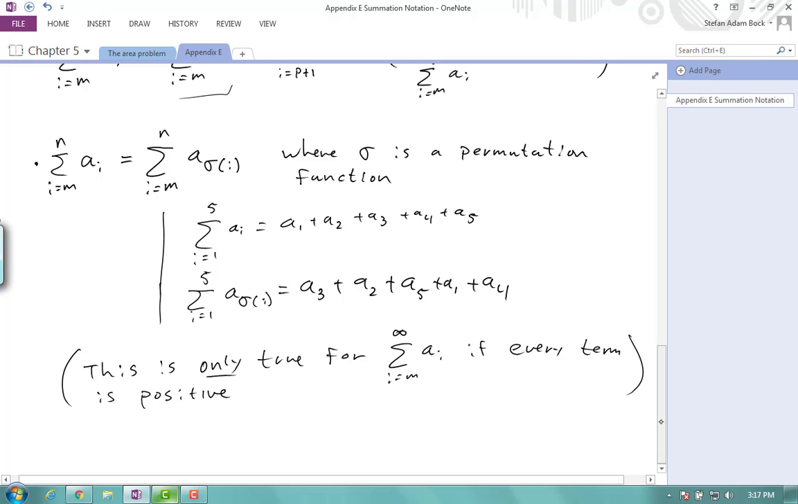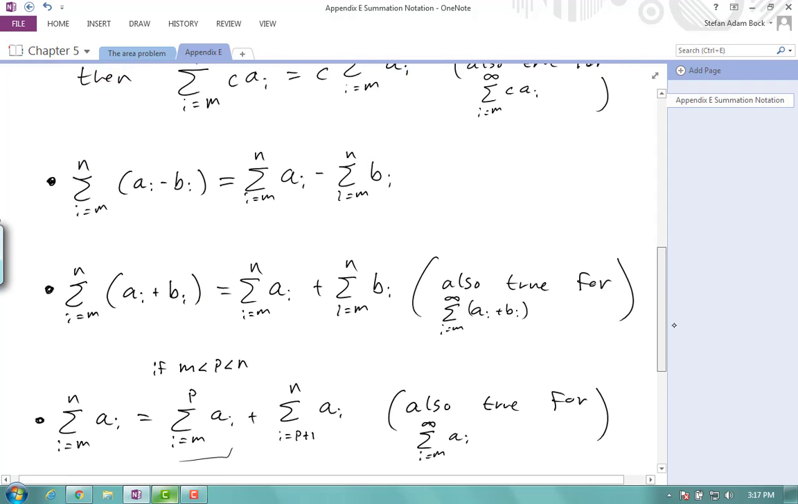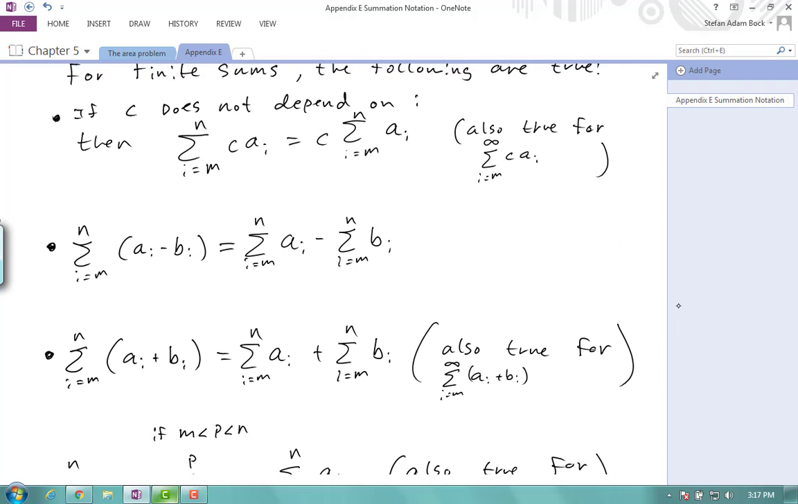So the most important properties we're going to be dealing with are these first three right here. These are our key properties that are going to help us evaluate our definite integrals once we have them defined.